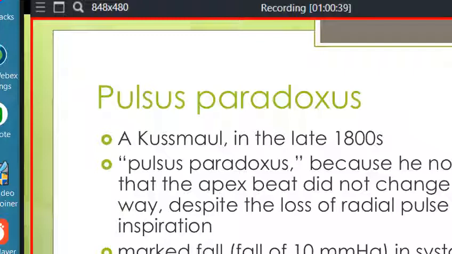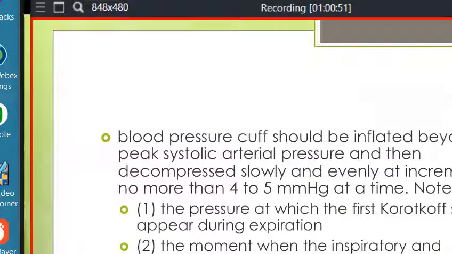Why is it called pulsus paradoxus? Because the person who described it noticed that the apex beat was good, but there was a fall in radial pulse during inspiration. This marked fall in systolic pressure during inspiration is what is called pulsus paradoxus.